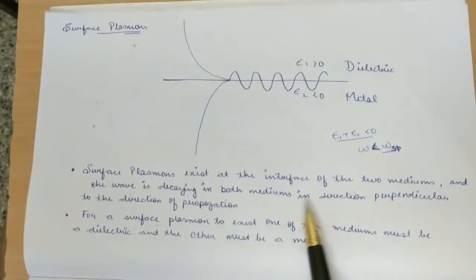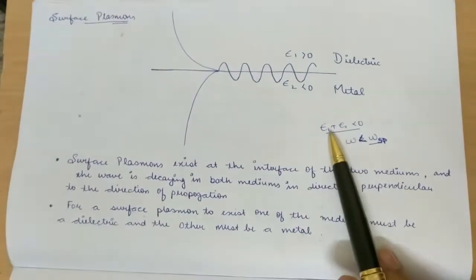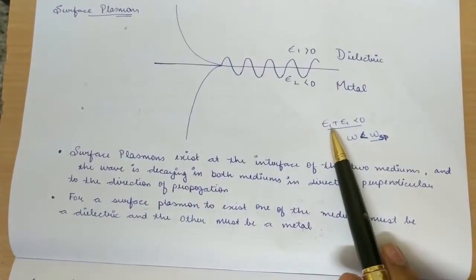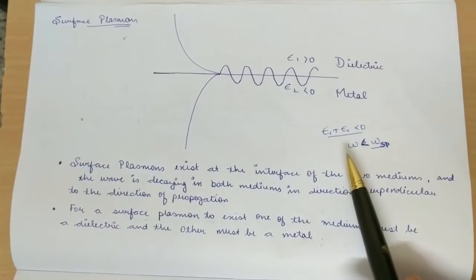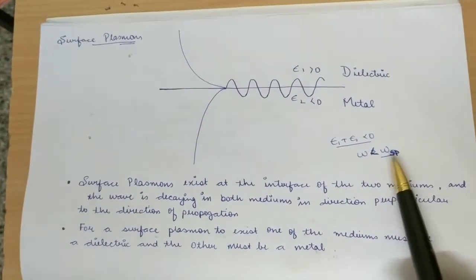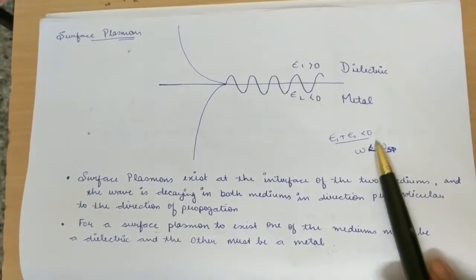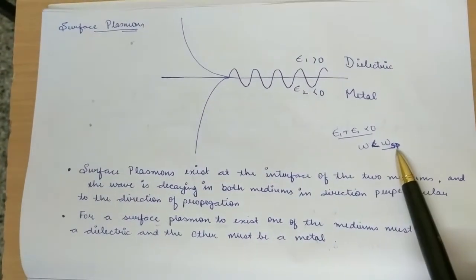Now, for a surface plasmon to exist, we have a condition that the sum of permittivities of the two materials, that is epsilon 1 plus epsilon 2, should be less than 0. This in turn gives us a condition that omega, the frequency of the incident light, should be less than a certain frequency, which we call omega sp. This omega sp can be determined by using the plasmon frequency of the metal.